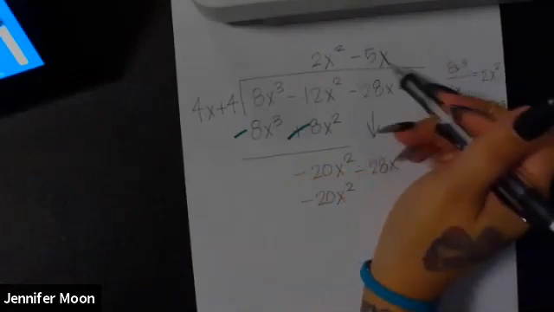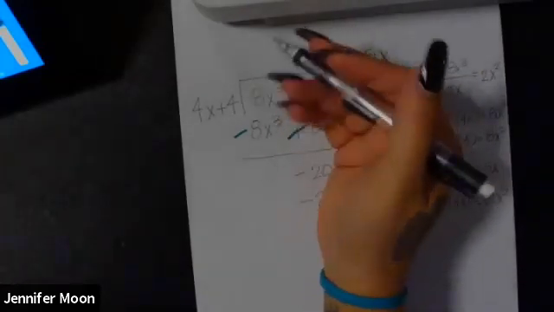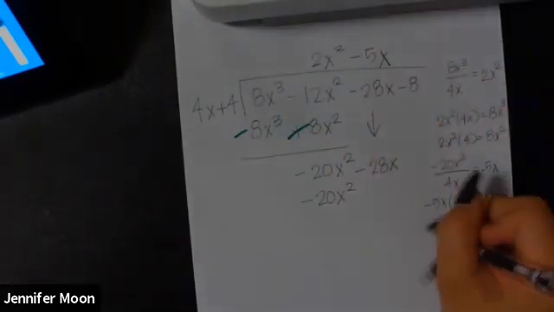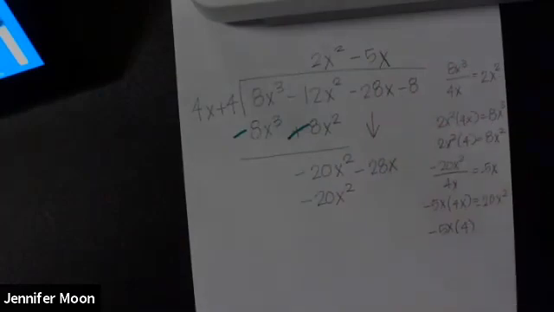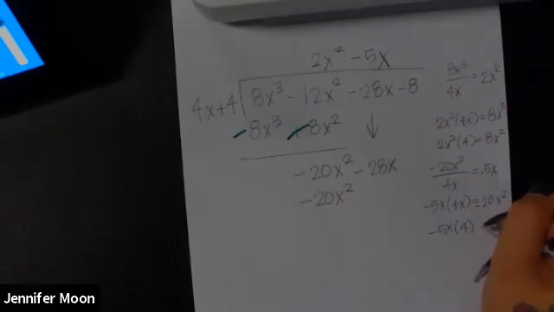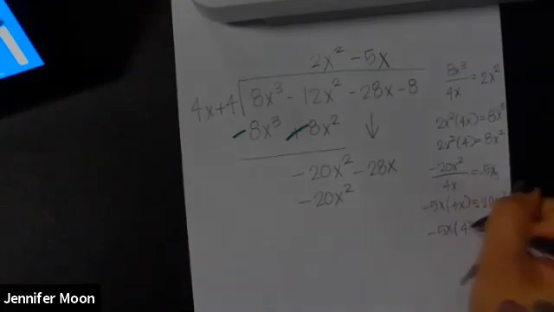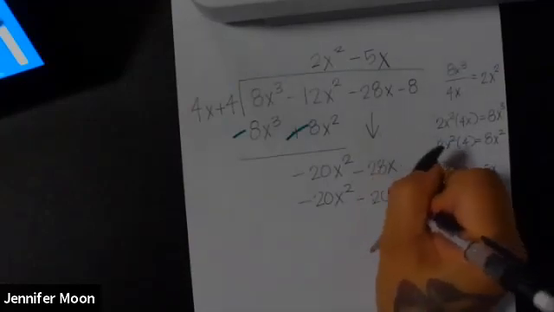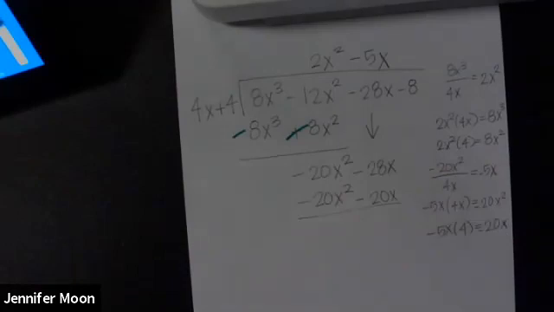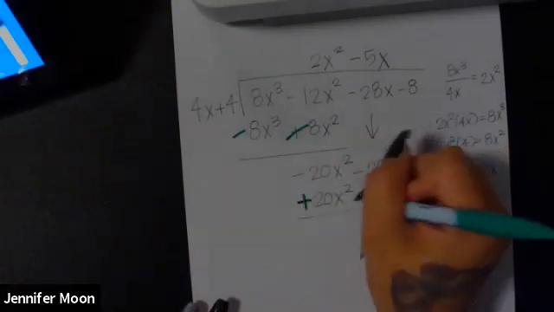And then you do this little quotient times the second term in our binomial. So what we get is negative 5x times 4. If you look at this, 5 times 4 is 20. Signs are different, so it's negative. X times no x is just x. It just stays x. And then you write your negative 20x right here.